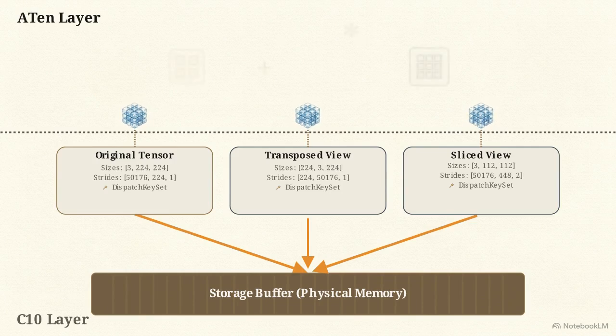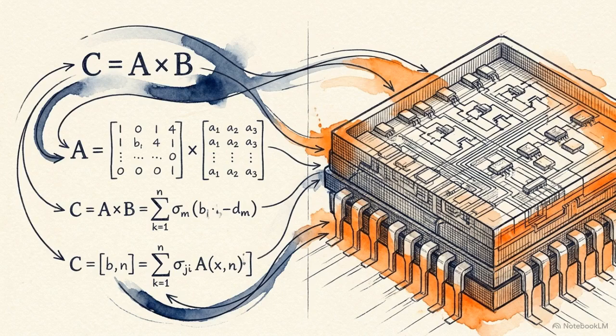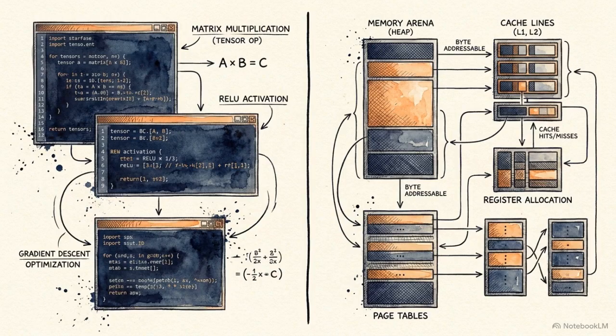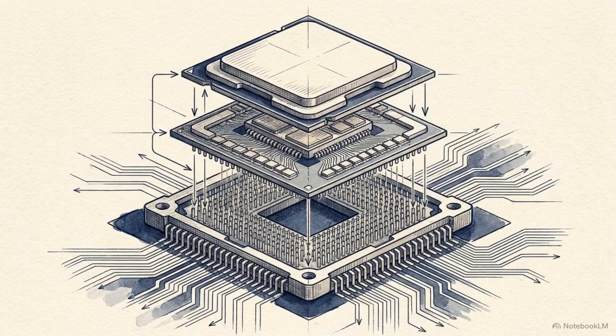Sitting directly above the C10 memory layer is ATen, the abstract tensor library. ATen provides the C++ tensor handles and hundreds of mathematical operator signatures, like matmuls, convolutions, and additions. ATen defines the math you want to perform. It does not dictate how that math is executed on a specific piece of hardware. Decoupling the mathematical definition in ATen from the physical memory representation in C10 is a design choice that prevents hardware vendor lock-in. This allows new accelerators to plug into the framework without changing the model logic.